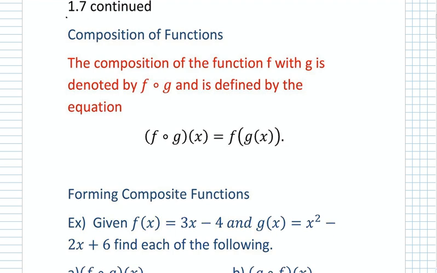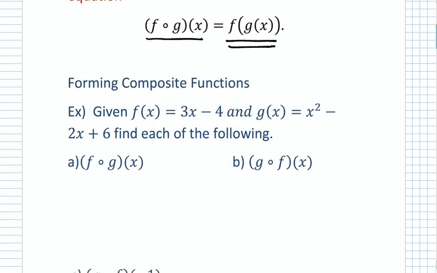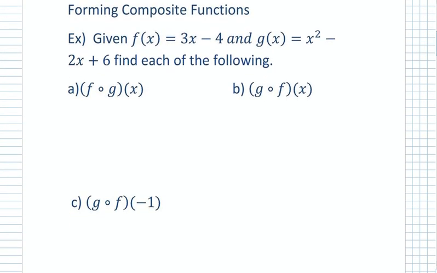All right, today we're going to talk about the second part of section 1.7, which deals with composition of functions. Basically, that's when you see this f of g notation. And understand that f of g of x also can be written as f parentheses g of x. So a sample problem that you are going to get is you're given two functions. F of x equals 3x minus 4. G of x equals x squared minus 2x plus 6.